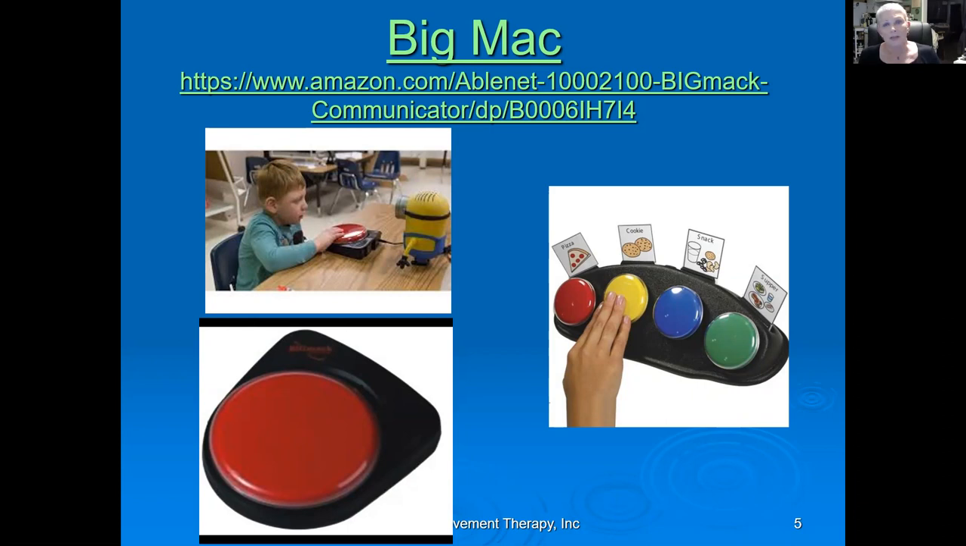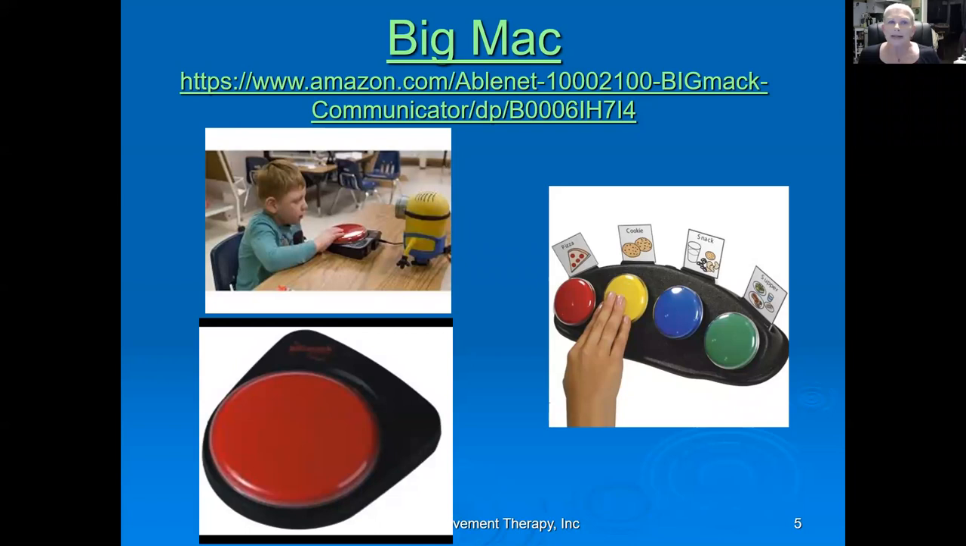This is a Big Mac. How many of you have used or seen a Big Mac? Okay, so they're not using Big Macs. Okay, so about 13 of you. I think there's about 85 of us in this Zoom. All right, so that's a small percentage. So let me explain about a Big Mac.